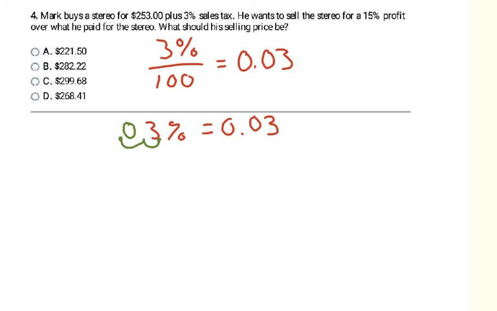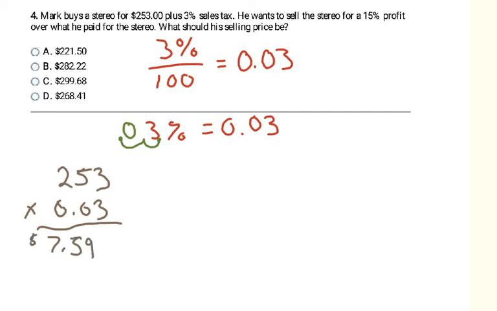All right, so what I'm going to do, first I have to find out how much tax that's going to be. So my first step is going to take 253, what he buys it for, and calculate how much tax he's paying. So when I do that, I have to multiply it by the decimal form of 3%, which is 0.03. So 253 times 0.03 is $7.59. So that's how much he pays in tax.